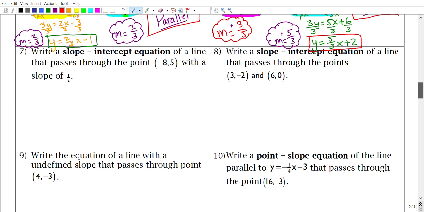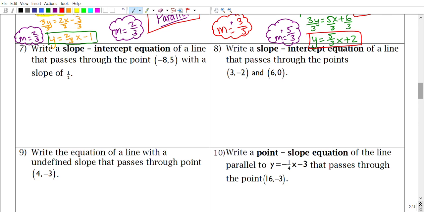Alright, let's go ahead and continue with number 7 and 8 so you guys can try some of your own. So write a slope-intercept equation. And again, guys, if you get good at this, you don't have to keep writing yourself reminders like this. I do to always make sure I am double checking my work and have the correct answer. Okay, so let's go ahead and see what else we're given. Find the slope-intercept equation of a line that passes through the point -8, 5 with a slope of 1/2.